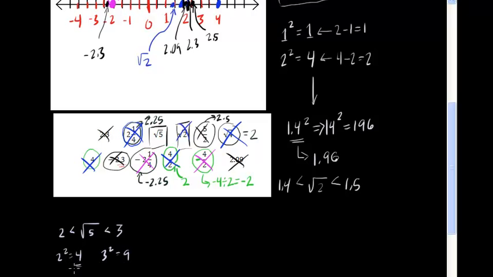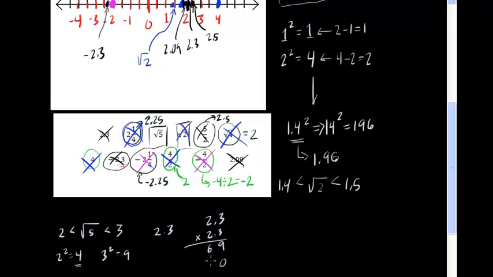Well, again, 5 is really close to 4, so I'm going to pick a decimal that's closer to 2 than 3. So let's try one. How about 2.3? So you want to square 2.3. So I want to do the long multiplication here. 2.3 times 2.3. 3 times 3 is 9. 3 times 2 is 6.